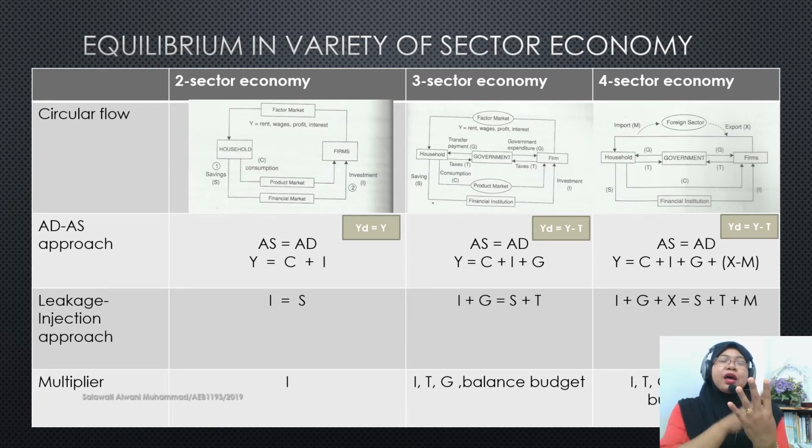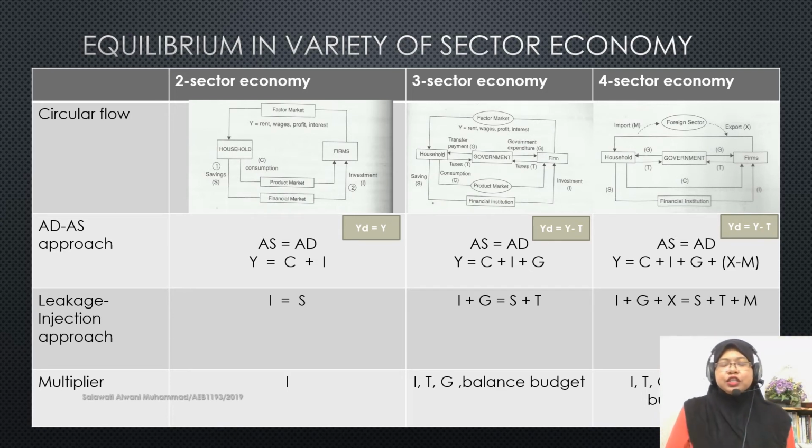So we have household, firms, government, and foreign sector. We have C, I, and G. For the foreign sector, in order to get the national income, we subtract import from export. So Y equals C plus I plus G plus X minus M. That's by using the AD-AS approach.